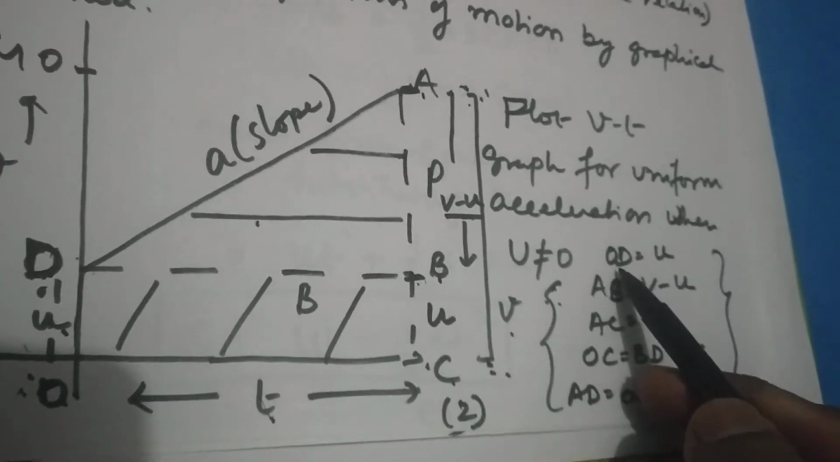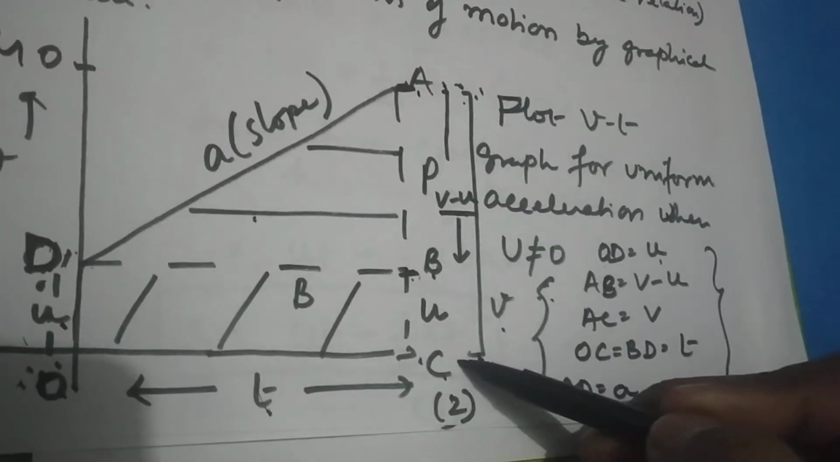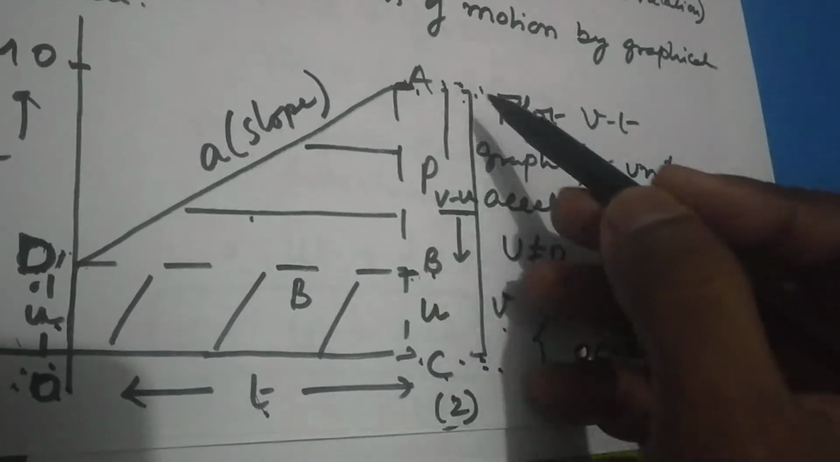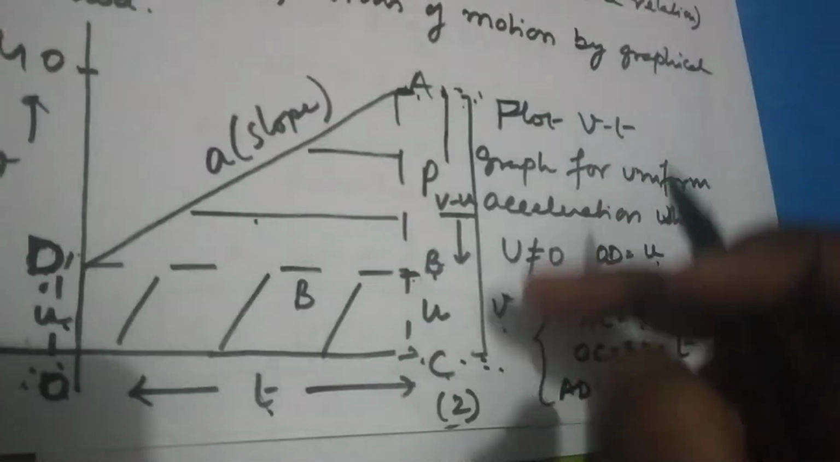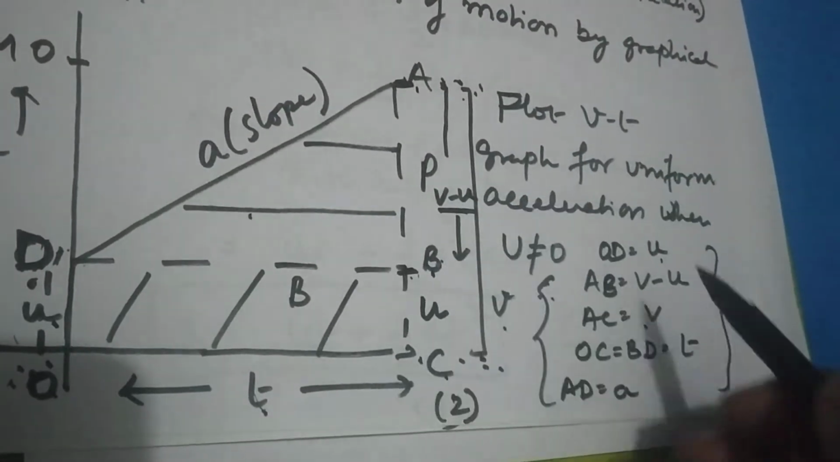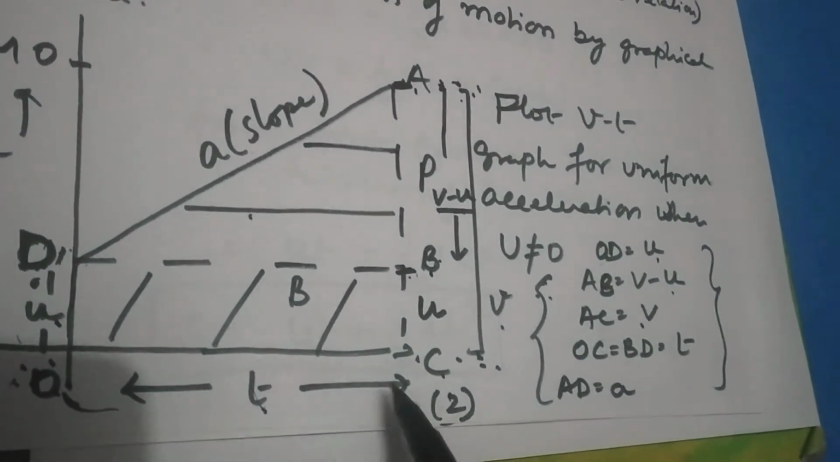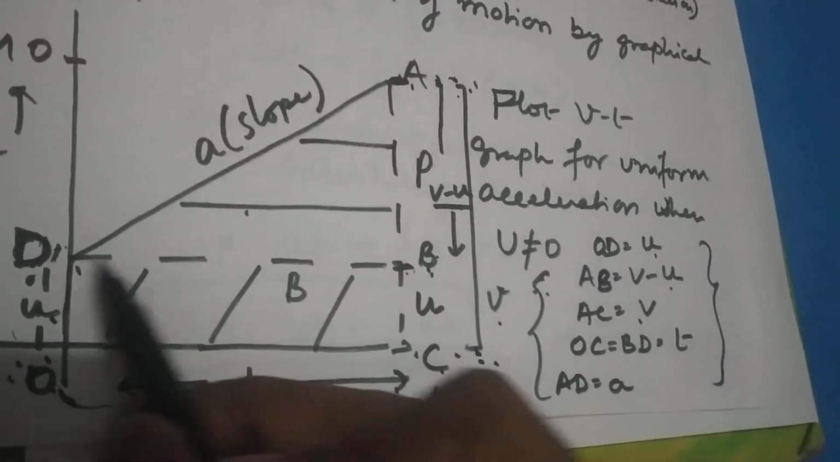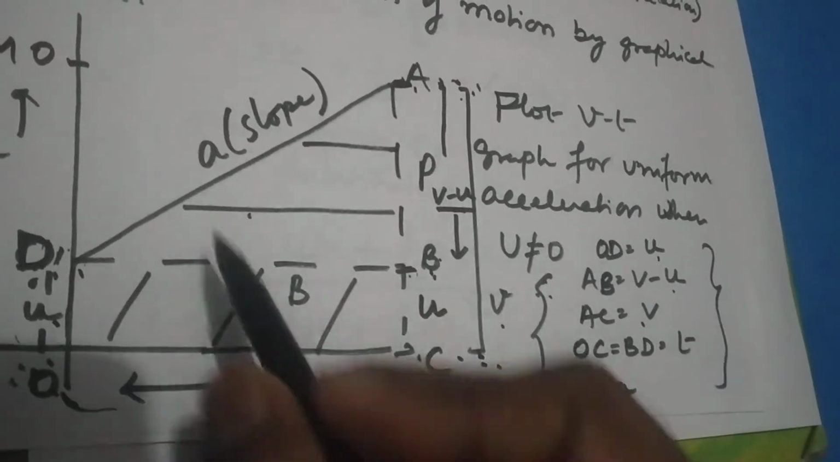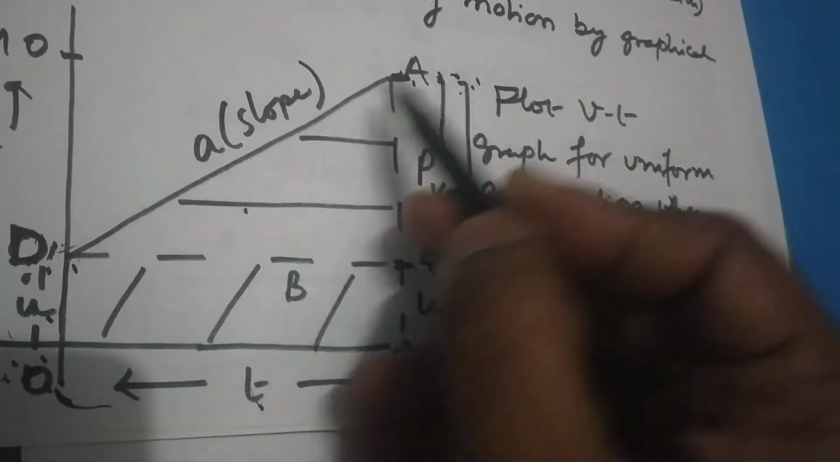I am repeating once again. OD is equal to u. AC is equal to v. So AB will be v minus u. OC and BD, or DB, is equal to t, and your AD, or DA, is equal to a.